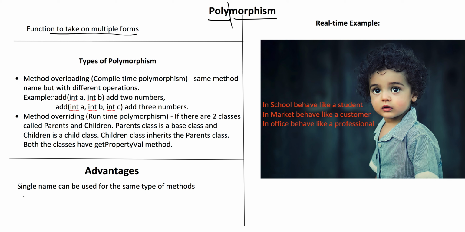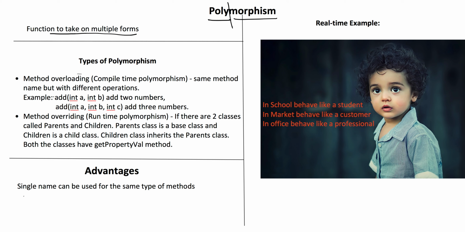So we can relate that with real life examples or real time examples. For example, let's consider this as a boy. This boy can behave differently at various places. For example, in school he behaves like a student, in the market he behaves like a customer, in the office he behaves like a professional. Here the same person, the same boy, is behaving differently in various situations based on various scenarios. Similarly, if a code or a method or a function behaves differently based on the situation, then that can be considered as polymorphism.